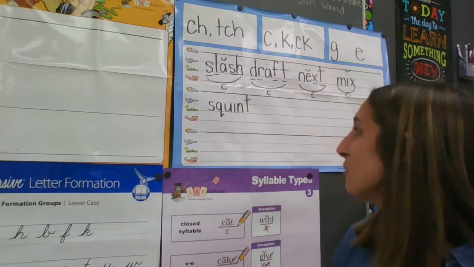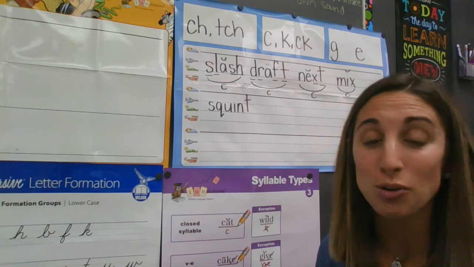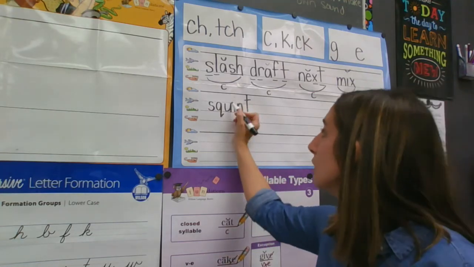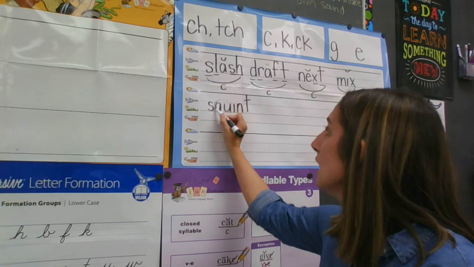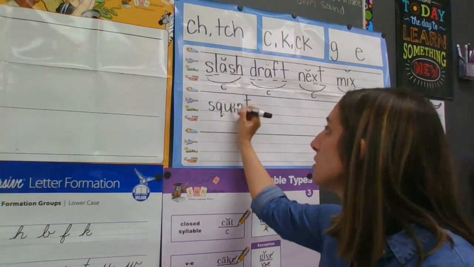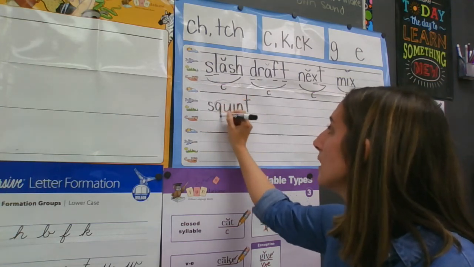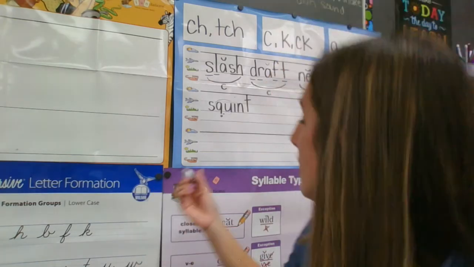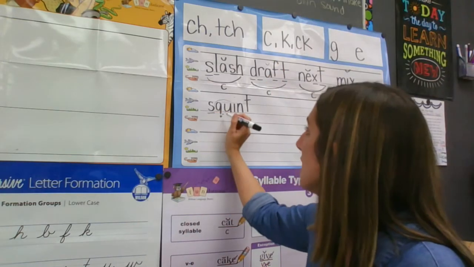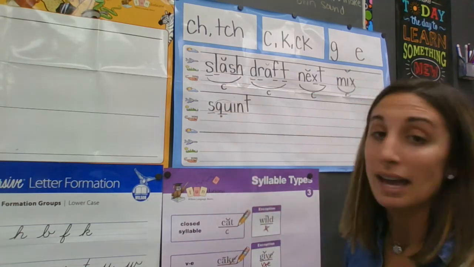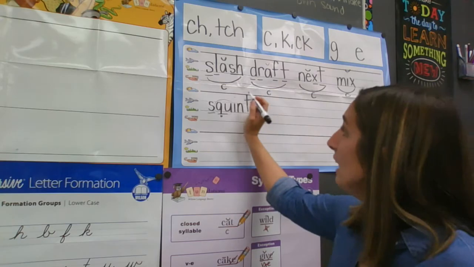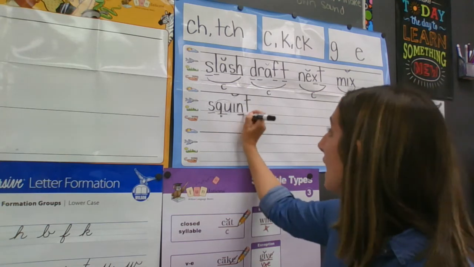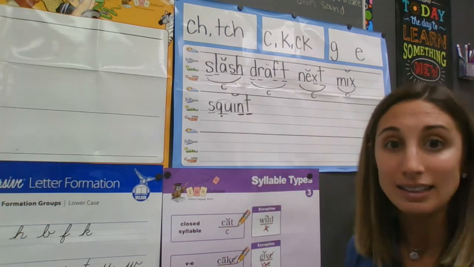S-Q-U-I-N-T. And now it was really even more tricky to mark this one up because we should know that QU is a buddy letter. So we actually went ahead and circled it. Sorry, my marker is not cooperating there. Okay, we circled the QU. And then we know that's a blend. It's an SQ blend. The I is short, so we still need a breve. And then we have another NT blend at the end.